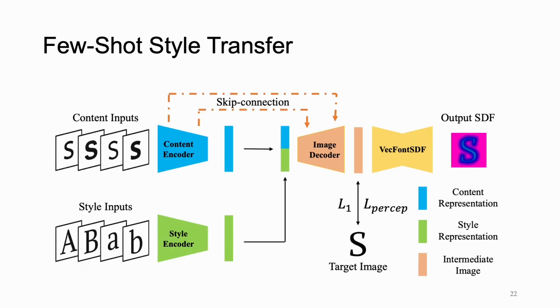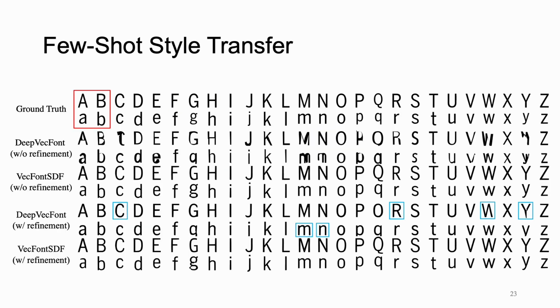To further demonstrate the potential of our VecFontSDF for vector font generation, we directly extend the popular few-shot style transfer task from the image domain to the vector graphic domain. This page shows the network architecture. We compare the performance of our few-shot style transfer model with DeepVecFont on our test set. Due to the difficulty of handling long-range dependence, DeepVecFont faces serious shape distortion problems. On the contrary, our method simultaneously outputs all the parameters of parabolic curves, which effectively avoids this issue.